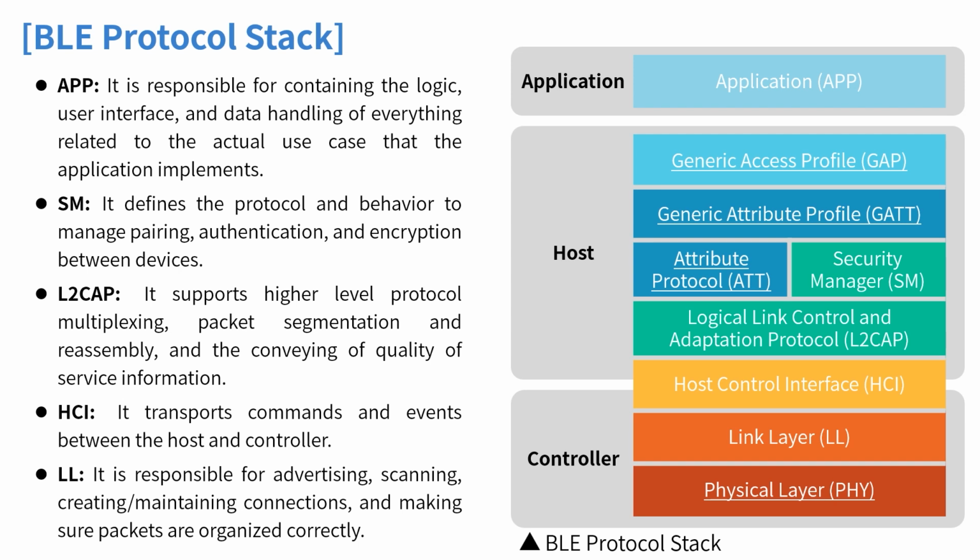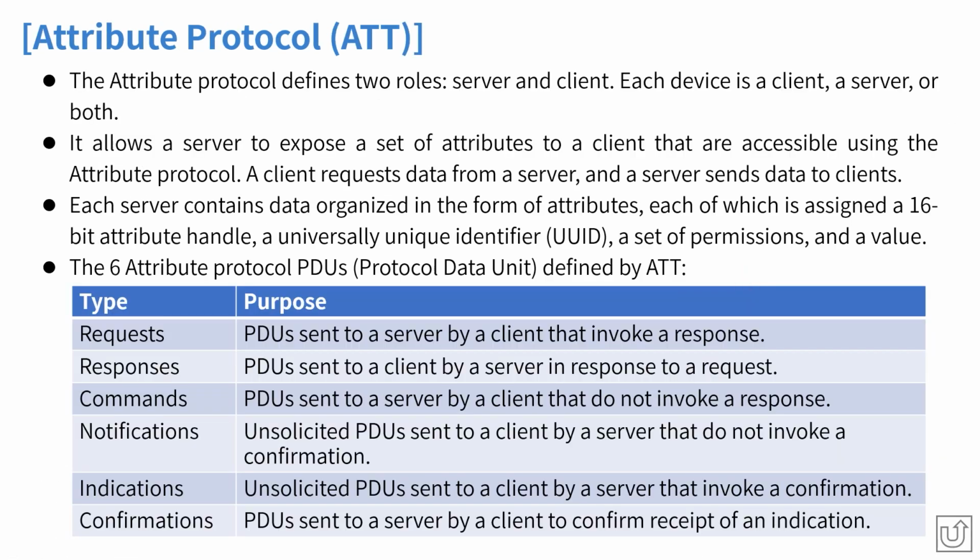The fifth is the security manager. It defines the protocol and behavior to manage pairing, authentication, and encryption between devices. The sixth is the attribute protocol. The attribute protocol defines two roles, server and client. Each device is a client, a server, or both. It allows a server to expose a set of attributes to a client that are accessible using the attribute protocol. A client requests data from a server, and a server sends data to clients.